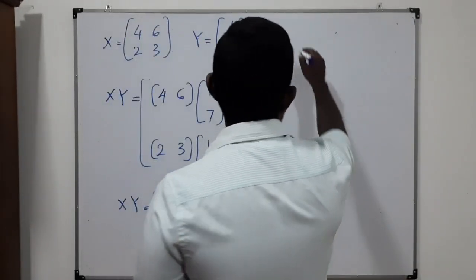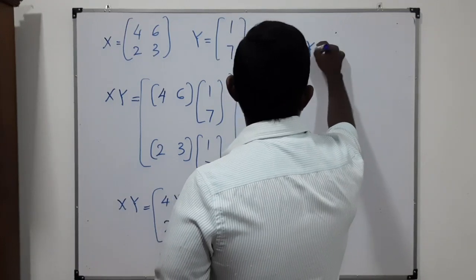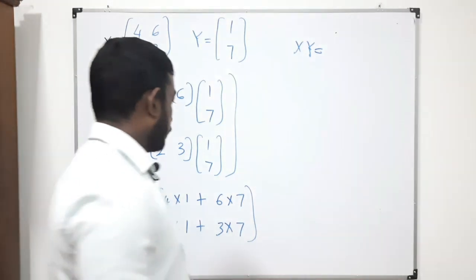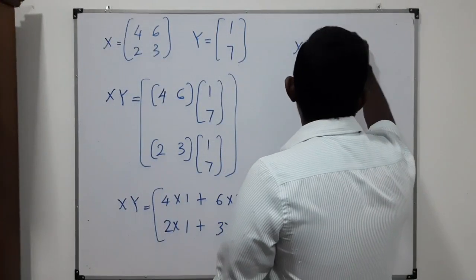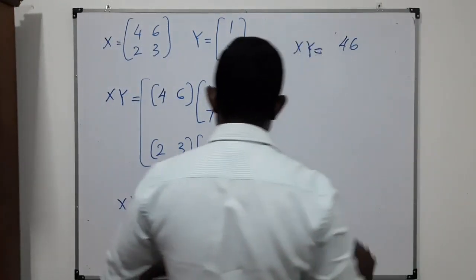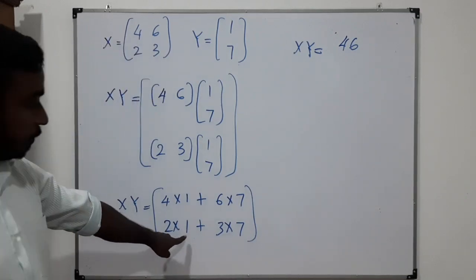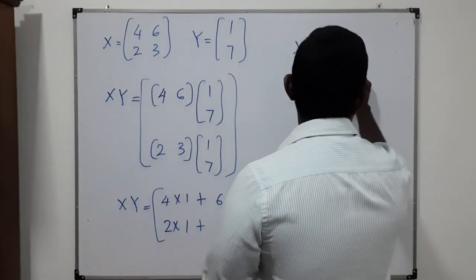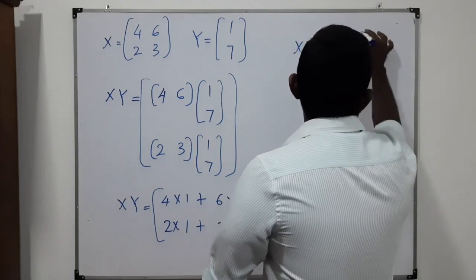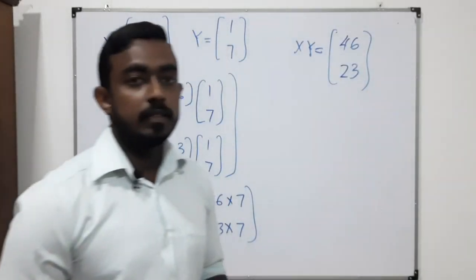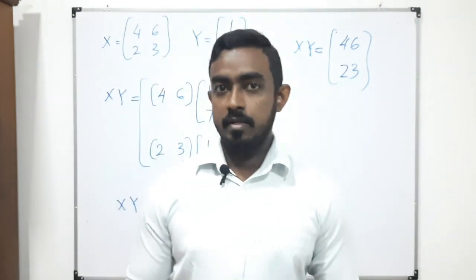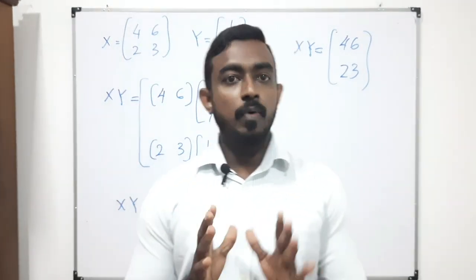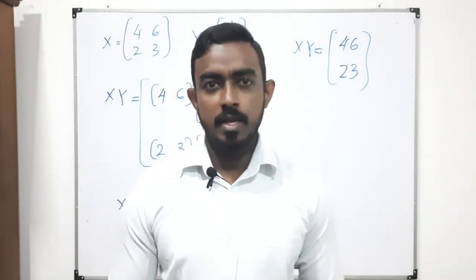Now we can write the final answer in here. 4 times 1 is 4, 6 times 7 is 42. With that 46 we can write. Then 2 times 1 is 2, 3 times 7 is 21, then 23. So as you can see in here, the lesson on matrices is very easy. There would be a question for the oral paper also. So you have to practice a lot to understand this.